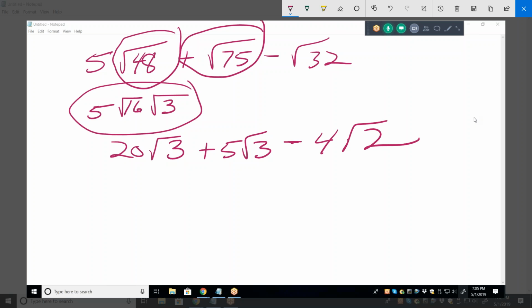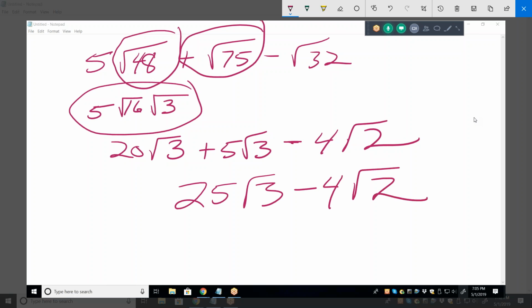There's another simplification we can do. Combine like terms, in other words. Oh yeah, 25 root 3 minus 4 root 2. Yeah, and that's as far as we can take it. You can't do anything with an apple and an orange. Mm-hmm. Okay.